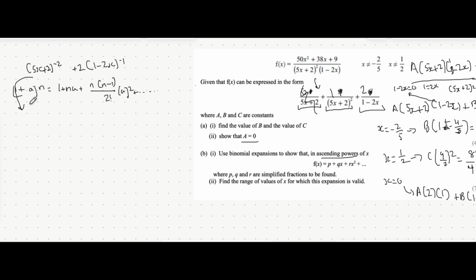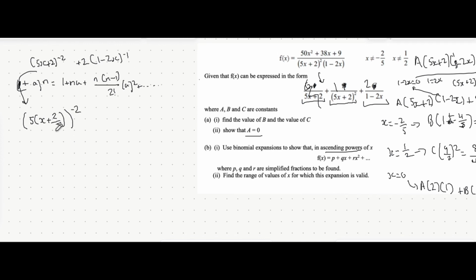This first expression here, we can't yet expand it because there's not a 1 for your first term. So we need to somehow make it a 1. We can do that by factoring out 5 from the inside of the bracket, in which case we have x plus 2 over 5, and then all to the power of minus 2. We can now apply the power of minus 2 to the 5 and this inner bracket. So it becomes 5 to the power of minus 2 multiplied by x plus 2 over 5 all to the power of minus 2. 5 to the minus 2 is the same as 1 over 5 to the power positive 2, which is 1 over 25.